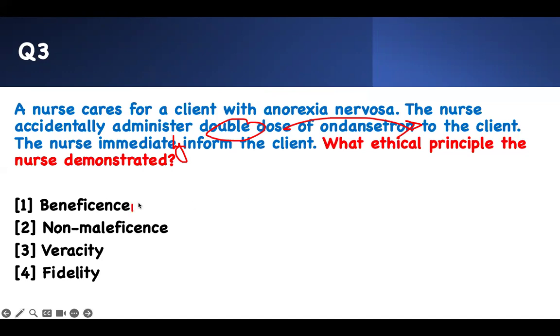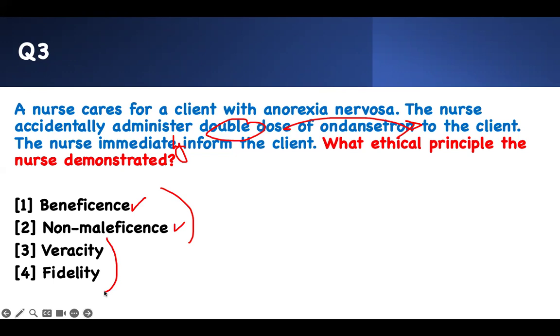It's not beneficence, right? It's not nonmaleficence. All talk about do no harm or do good to the patient. One of both of them, right? They are different, but you are not doing harm or you're not doing good for the patient. That's not it. It's between this and that.